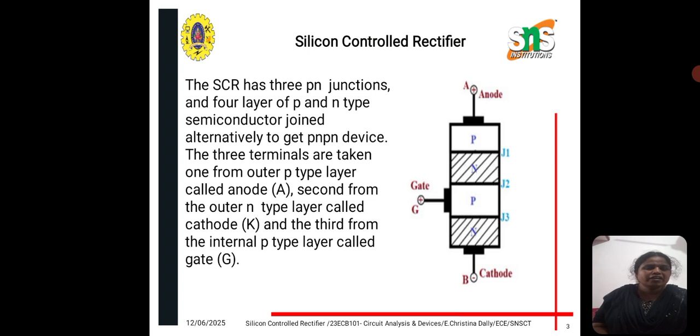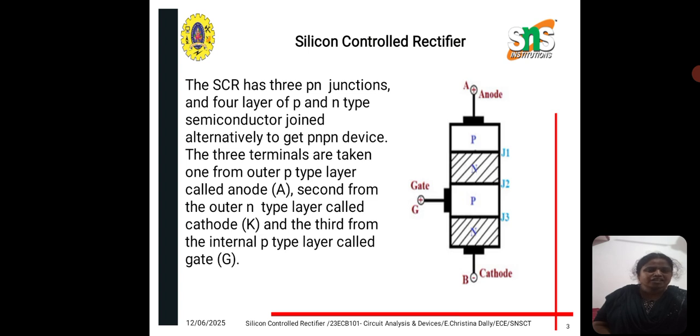We are having three PN junctions in the silicon controlled rectifier, and we are having four layers of P and N type semiconductor. Here in this PNPN device, we are having three terminals: one is taken from the outer p-type layer, called the anode, another from the outer n-type layer, called the cathode, and the third from the internal p-type layer, called the gate. So here we are having three junctions, that is J1, J2, and J3.